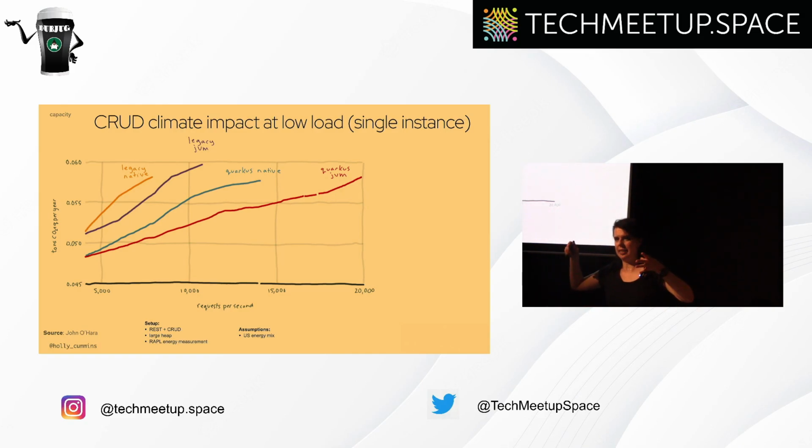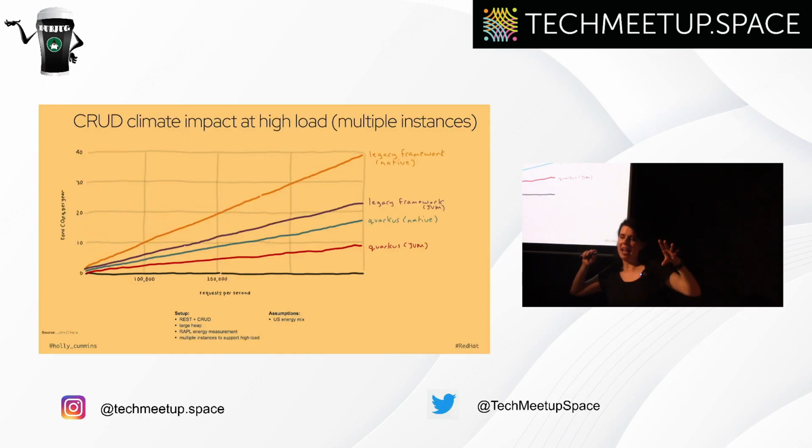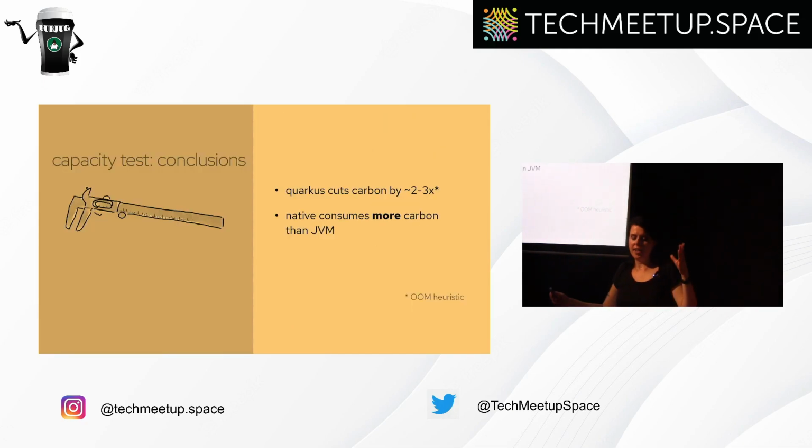That was just for a single instance. So what if I want more load than 20,000 requests per second? Then I need multiple instances. When you do that, you get this nice clear graph, where again, higher is worse. Quarkus on JVM had a much lower carbon footprint than the others. Quarkus on native was next. Here, again, we see a reduction of about two or three times in carbon for Quarkus. But interestingly, native consumes more carbon than running it on the JVM. I'll come back to that.